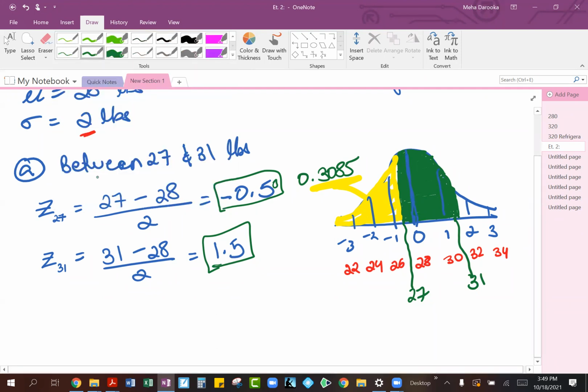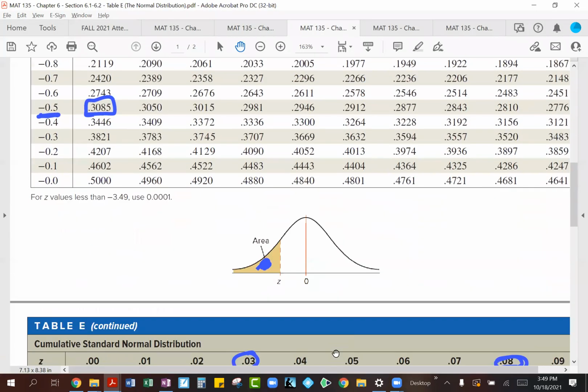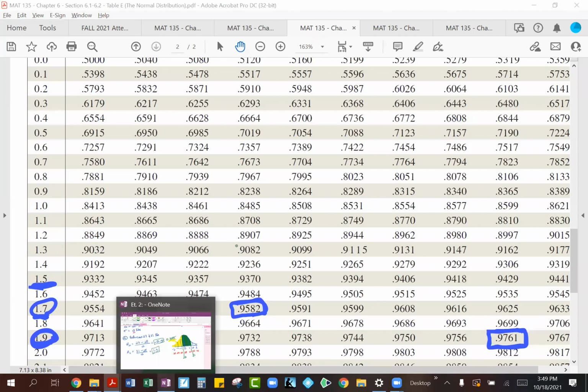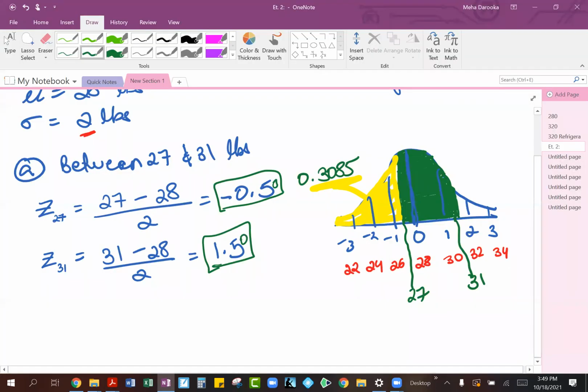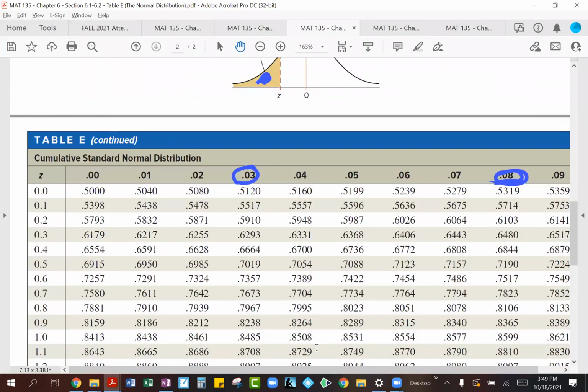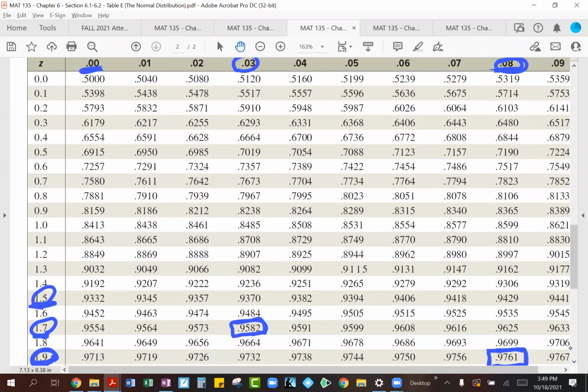Now for our second z-score, 1.5, we will go back to our table. 1.5, so that's on the positive side of the table. And here's your 1.5. And again, you will see there's no decimal after that, so you can assume there's a 0 next to it. So 1.5, and then again, just go with 0.00 on the top column. So 1.5 and 0.00 meets right here at 0.9332.